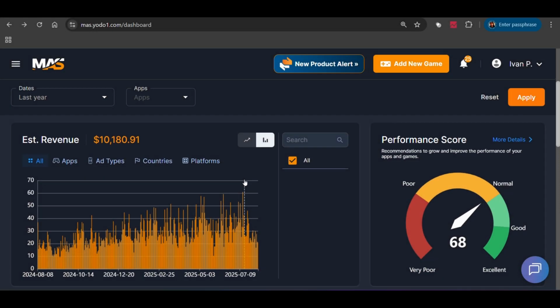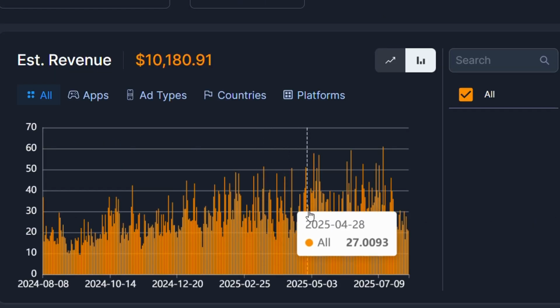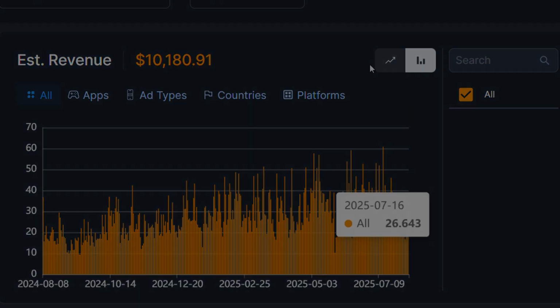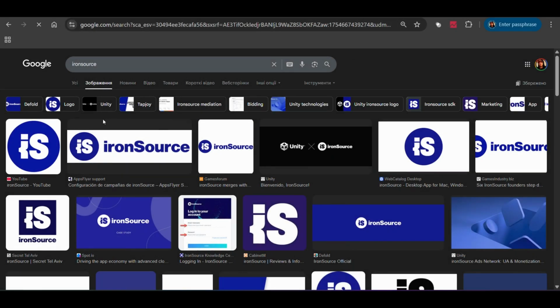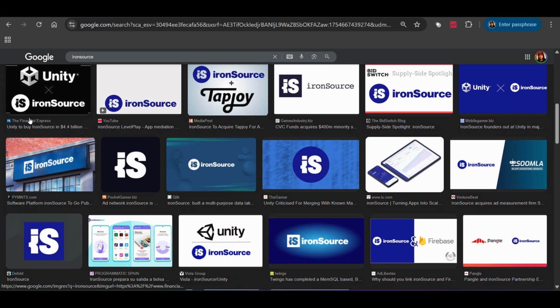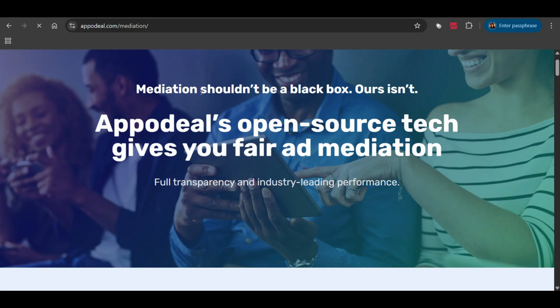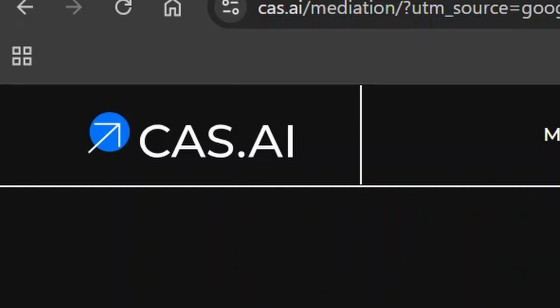But then in 2020, I discovered Yodo1 MAS and decided to give it a try. The switch was smooth and I noticed some improvements in my revenue, so I stuck with it. A few years ago, I got curious about other options. I tried ironSource first. That was a nightmare. The setup was incredibly complex, connecting all the different ad networks was taking ages. I also experimented with AppAdeal and stayed with Clever Ad Solutions for several months.